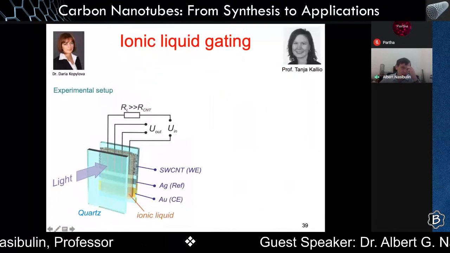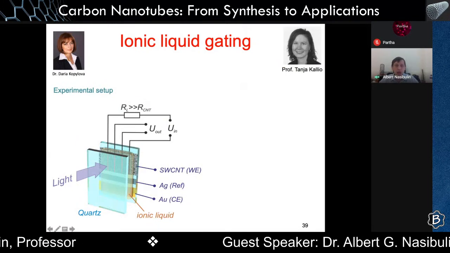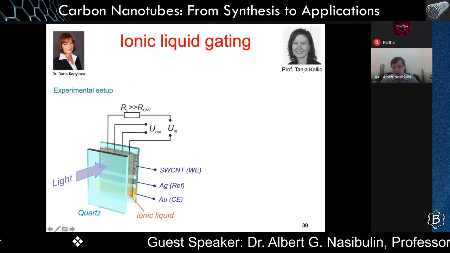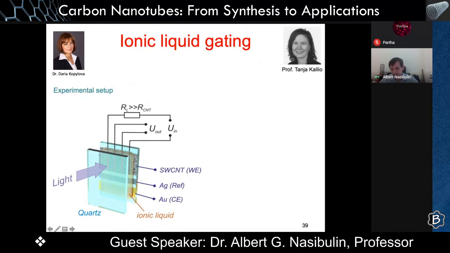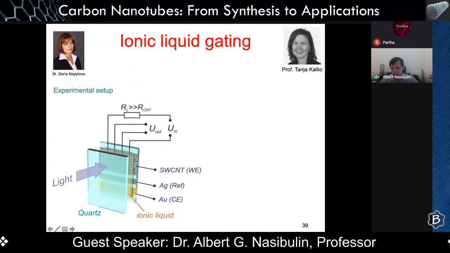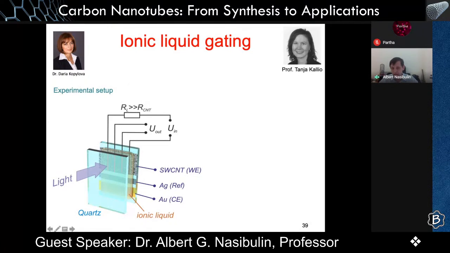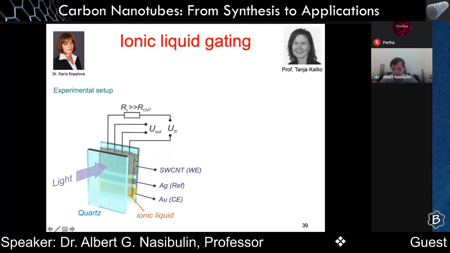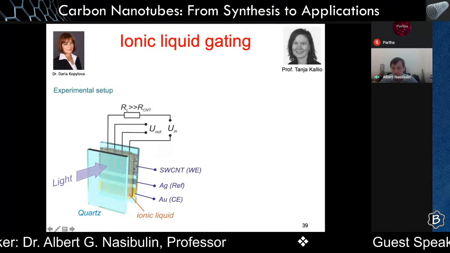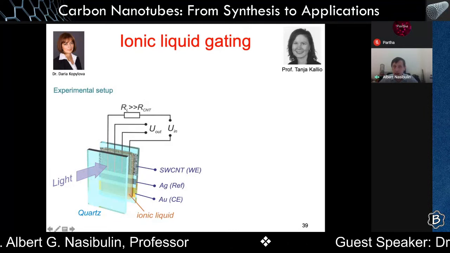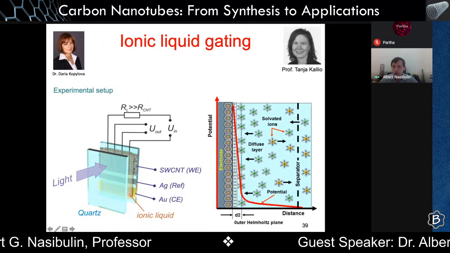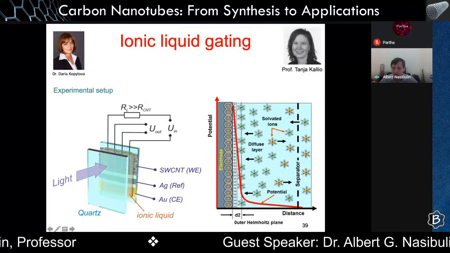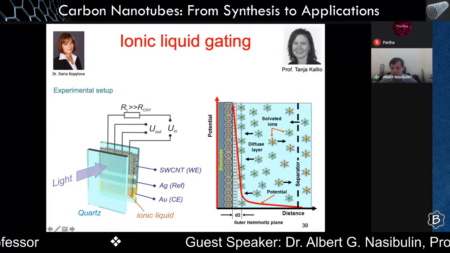One more interesting application I would like to tell you about is ionic liquid gating. It is a little bit complicated, but I think it would be easy to follow if I just say this is carbon nanotubes as a working electrode, and we put a potential against a pseudo-reference electrode, silver, and we also have a counter electrode, gold. So what happens when we put the potential in the presence of ionic liquid? You form a double electrical layer around the electrode. So you surround them with certain atoms, which will affect the electronic structure.